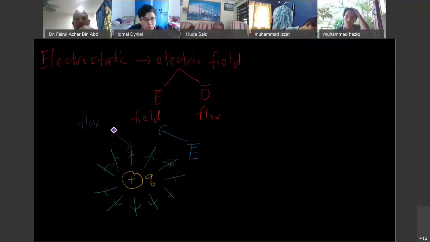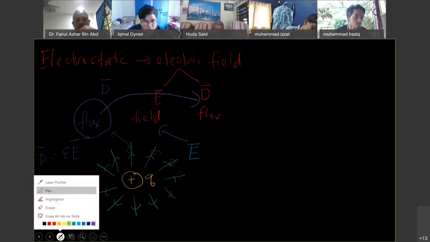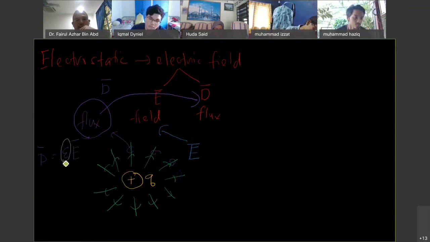The field is determined by these lines, and we call this the flux. In order to evaluate the flux, we evaluate the D value, the vector D. And we have a relationship between D and E: D is equal to epsilon E, whereby this value of epsilon depends on the material. Epsilon is equal to epsilon R times epsilon naught.